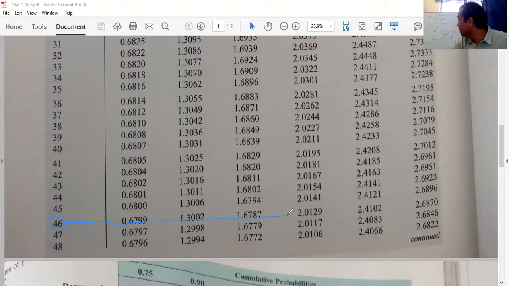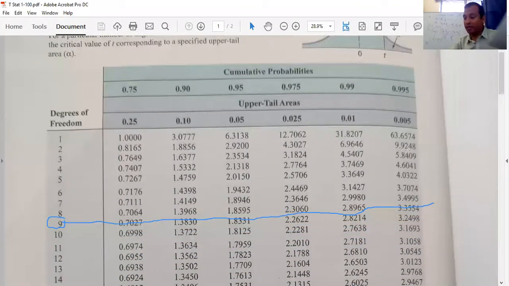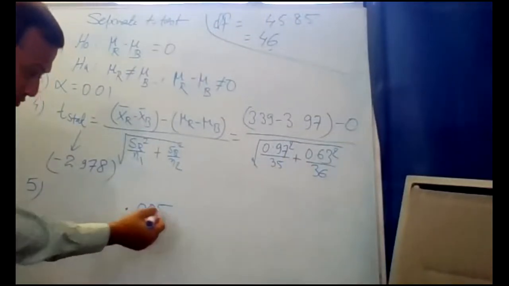So where it is close to 2.978. So probably over here, 2.687. So let's see what value it is coming on the top. So 2.678 is 0.005. So probability you will get 0.005. And what do you think? Is this the case of one tail or two tail? With the table, I got, yeah, this is the case of two tails. So from the table, I got the value 0.005. That is the closest one.